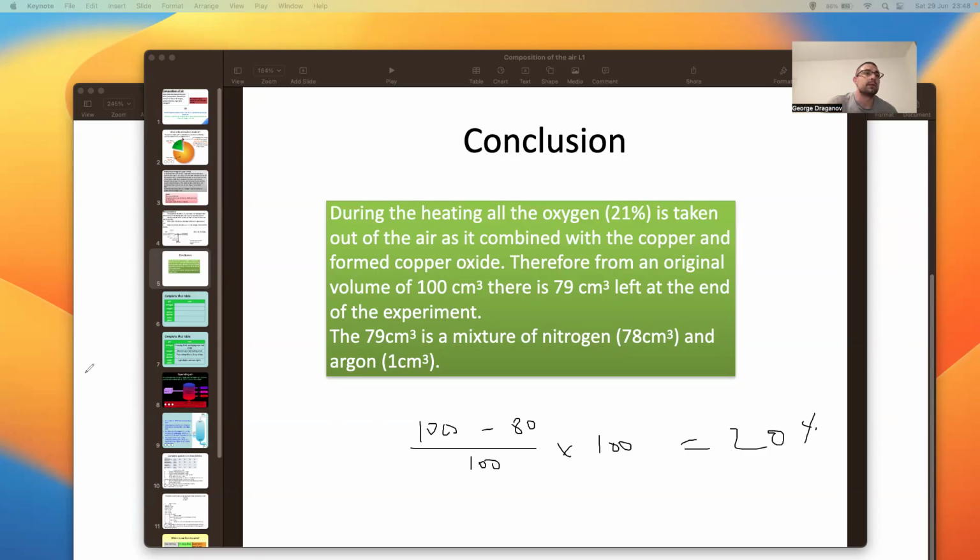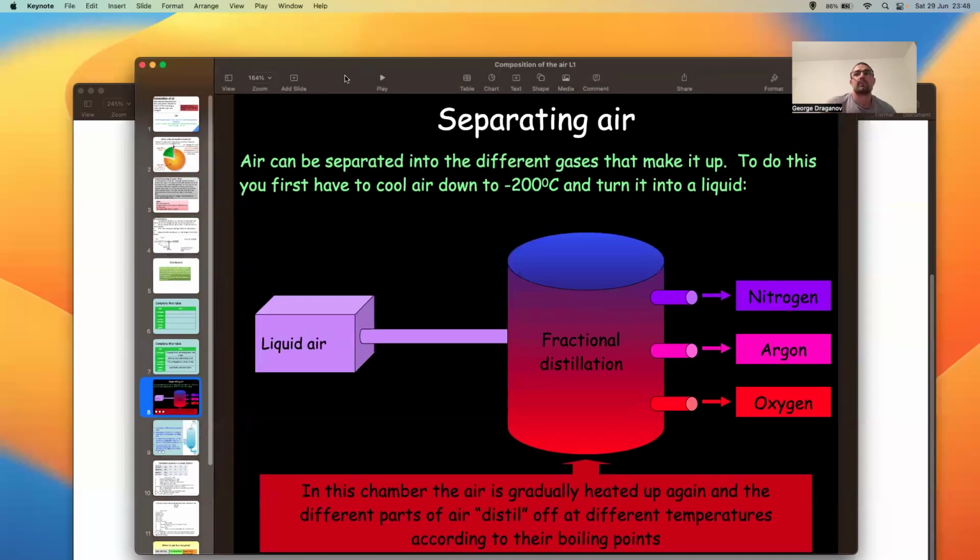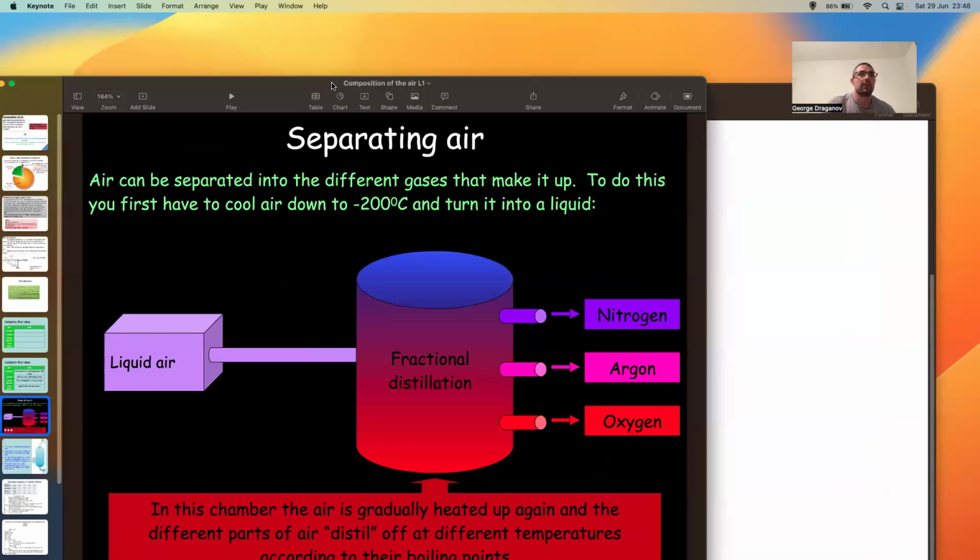Now, let us look at the next part. So this part is not important.